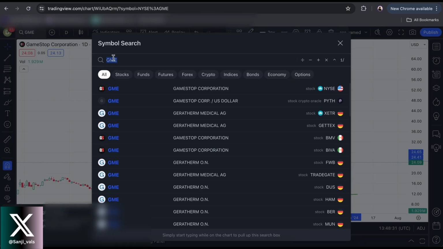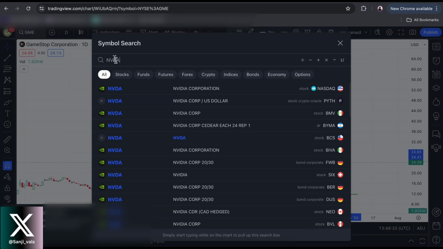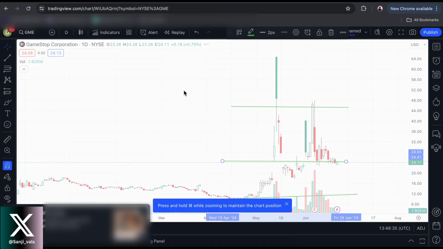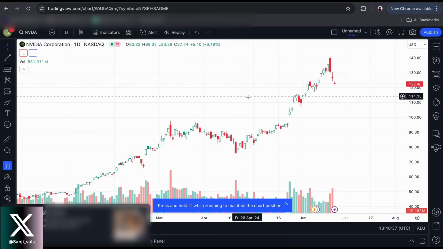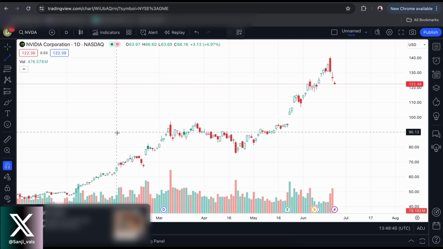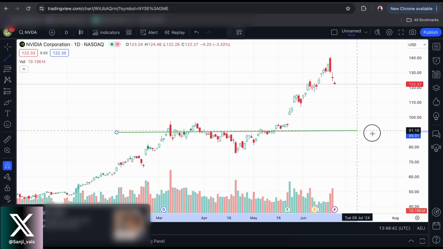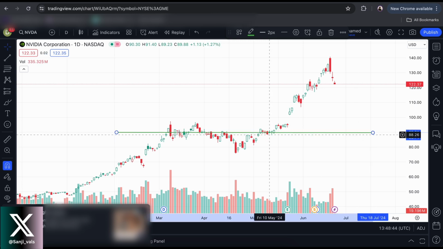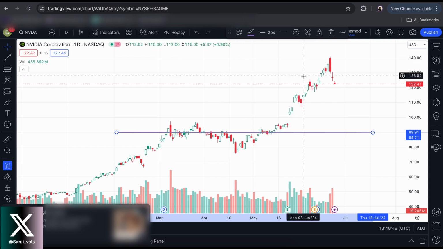In TradingView, in the search bar, type the NVIDIA ticker. This is the NVIDIA graph. First, let's put the support and resistance levels. This is a very strong support level because the stock was concentrating on this level for a long time. Let's put it in another color so that you see its levels.